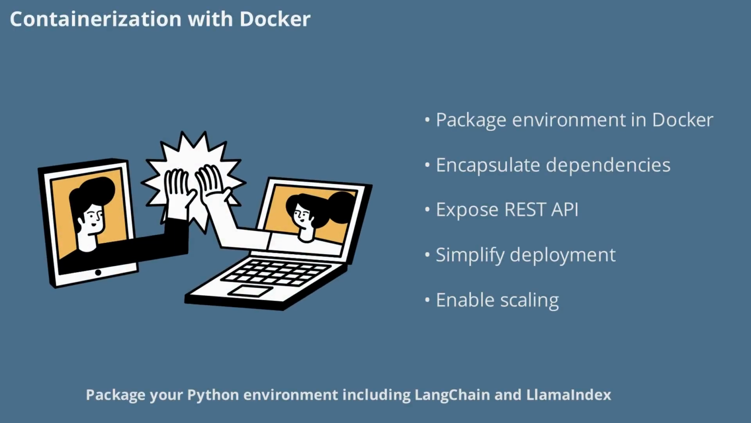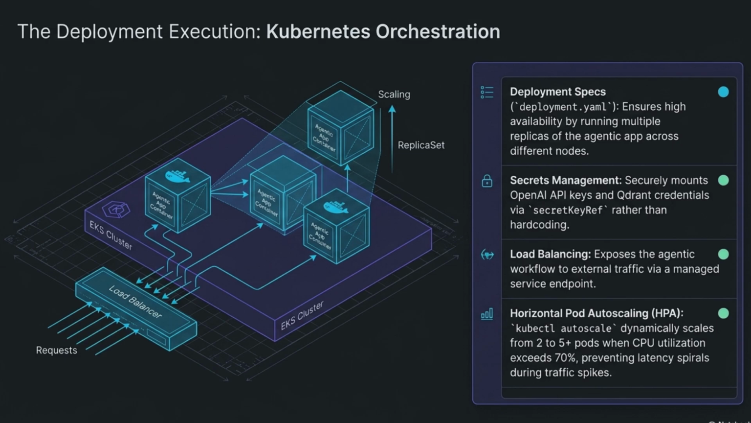Package your Python environment, including LangChain and LlamaIndex, into a portable Docker image. This encapsulates dependencies and exposes a clean REST API for orchestration. Containerization simplifies deployment, scaling, and maintenance across cloud environments.